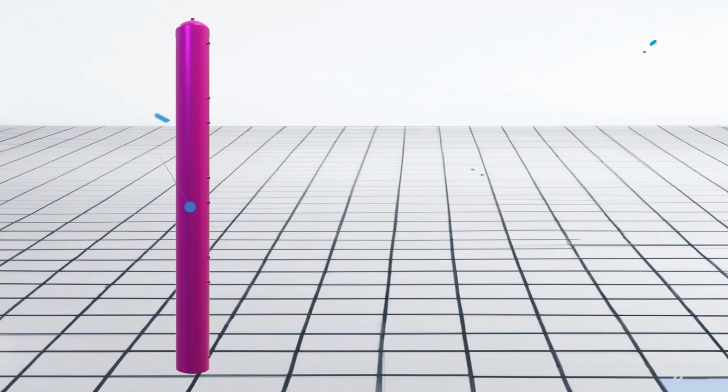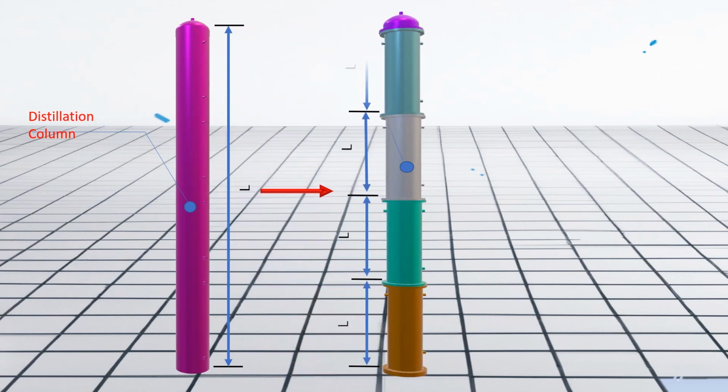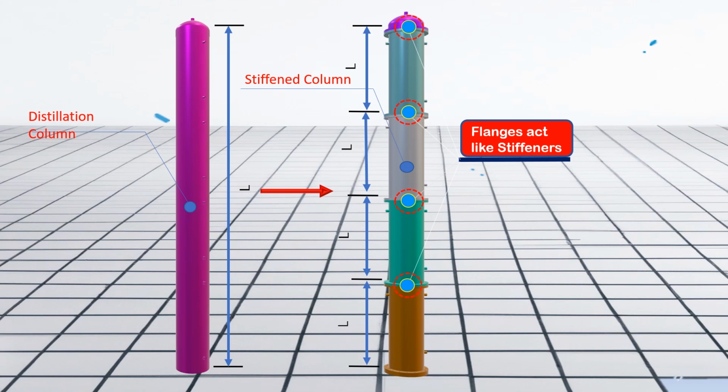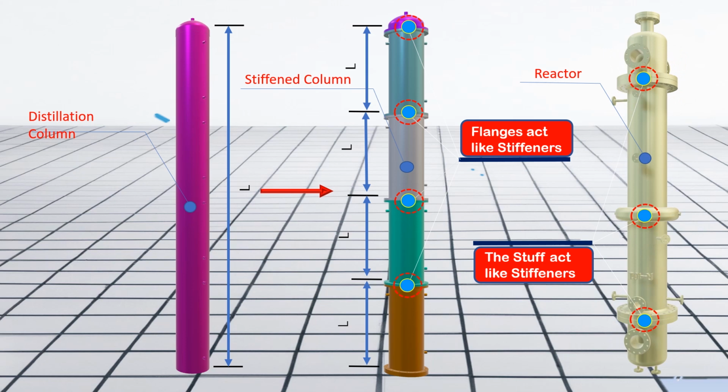Here's an example of a distillation column. The same column is shown stiffened and unstiffened. The unstiffened column needs a thicker plate, while the stiffened needs the least. In spite of providing various other functions, flanges also provide structural support like stiffening rings, and will be considered as stiffeners. Each one of its segments has a reduced L dimension. A model of a reactor is also shown here, which has flanges, and in the middle a torus-like structure, and these all provide functions like stiffening rings.